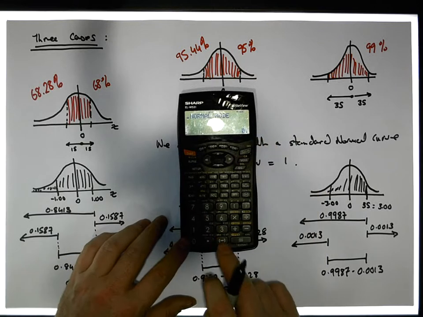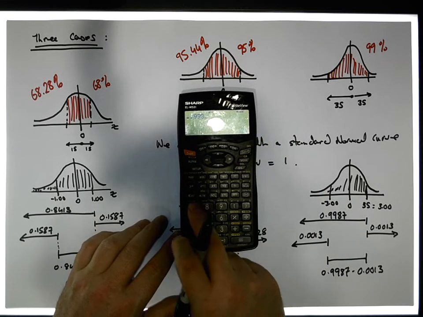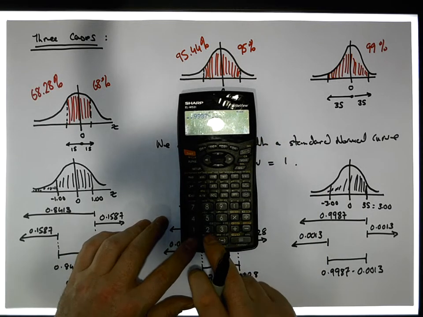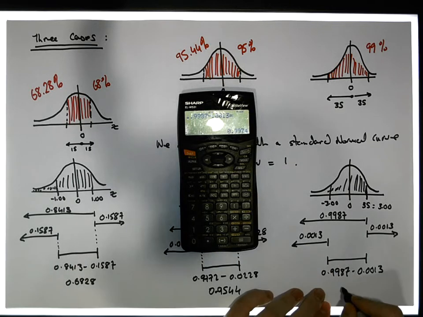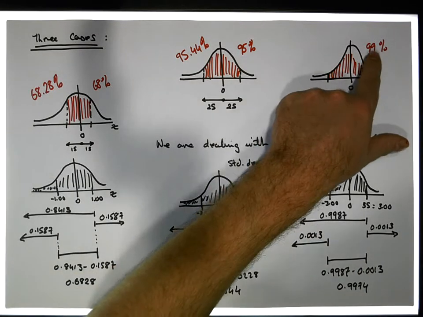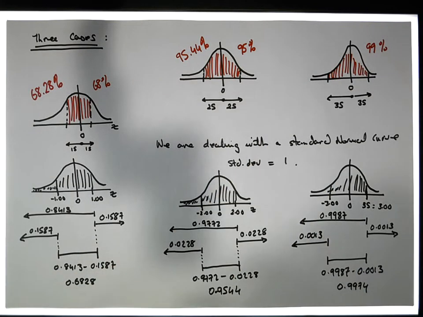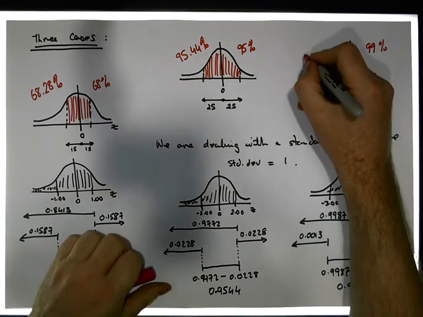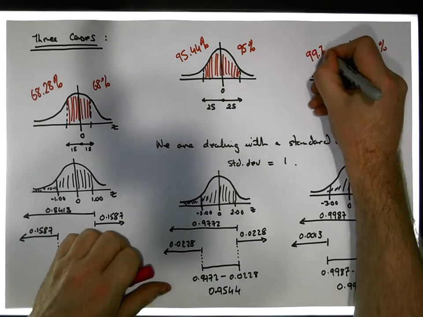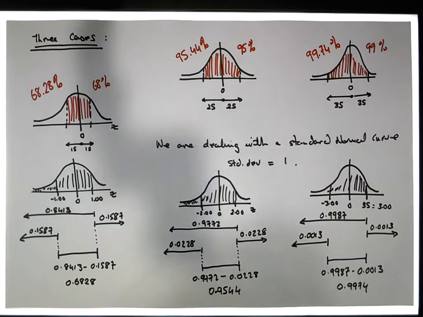So 0.9987 minus 0.0013 gives us a value of approximately, to 4 decimal places, 0.9974. Okay. Now I've said that within 3 standard deviations you'd expect to find 99% of the observations. But actually what you'd expect to find is 99.74% of observations should be within 3 standard deviations.